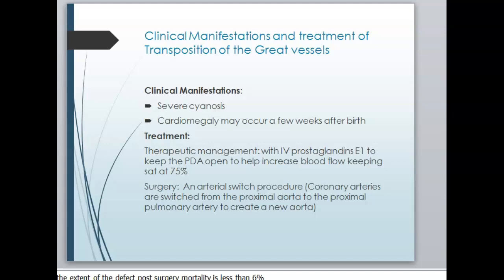Surgery, an arterial switch procedure, is also what they do. Coronary arteries are switched from the proximal aorta to the proximal pulmonary artery to create a new aorta. The prognosis varies as to the extent of the defect post-surgery. Usually, mortality is less than 6%.